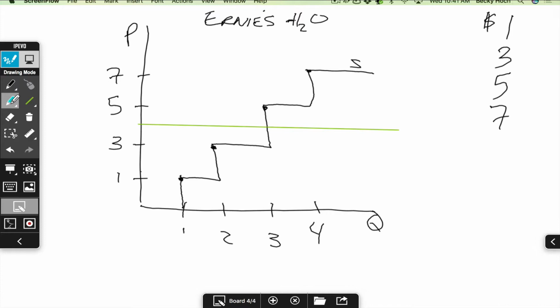Okay, so Aiden, tell us, where do we shade to get consumer surplus? Wouldn't it be above the line? Above which line? There's multiple lines on there. When you drew it, we're gonna shade above the green line to get consumer surplus. Where do I shade below to get producer surplus?